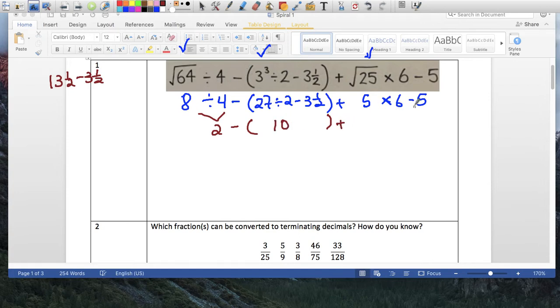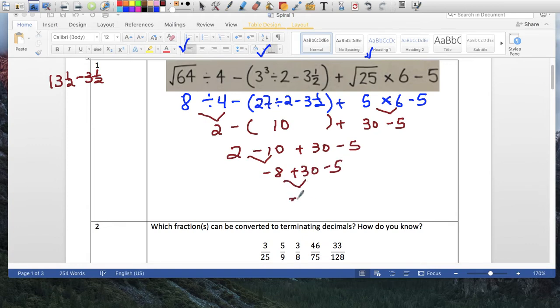Plus 5 times 6 minus 5. I can multiply 5 times 6, and then subtract 5. So now all I have left over, let me clean this up, is 2 minus 10 plus 30 minus 5. Now, in this case, I will have to do it from left to right, so I'll do these two first. 2 minus 10 is negative 8 plus 30 minus 5. Negative 8 plus 30 is positive 22. And 22 minus 5 will give me the answer of 17.